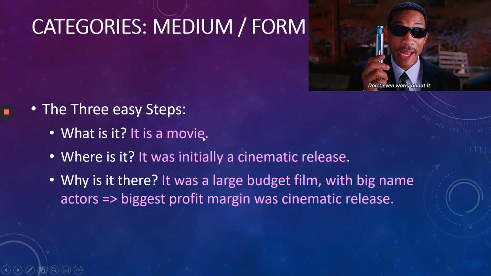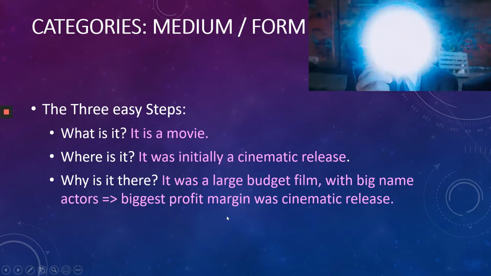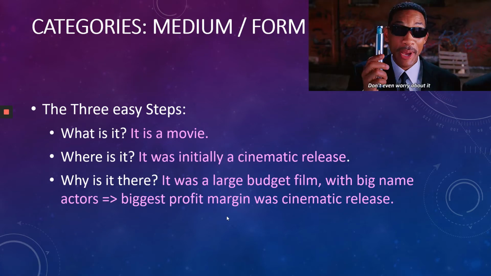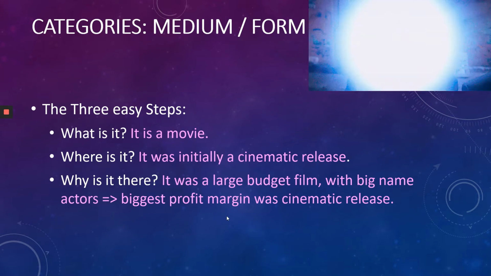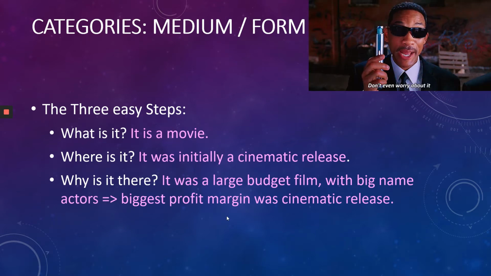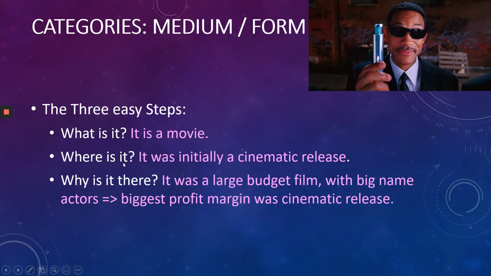And so, why was this movie released in the cinema? Well, it was a large budget film with big name actors, Will Smith, Tommy Lee Jones, other people. And so, the biggest profit margin that it could achieve would be to release it in the cinema, build up the hype, have as many people view it in the cinema as you're going to get, and then release it to DVD, streaming, whatever may come next. That's all there is to medium and form. What is it? Where is it? Why is it there?